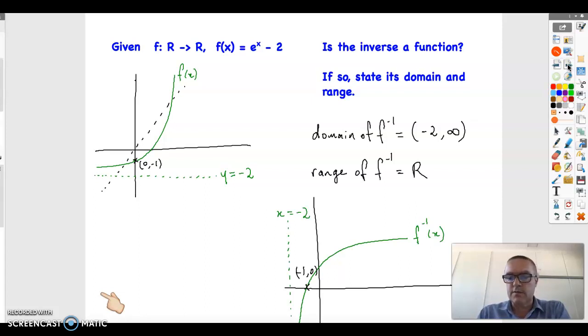Let's have a look at a sketch of the inverse just to check. You can see here I've sketched a function by reflecting that function in the line y equals x, and we've got the graph of its inverse. We can see from that graph, because of the asymptote, its domain is above -2, and the range, all the possible y values, are all the real numbers. It might also be clear that the original function is an exponential function, and the inverse is a logarithmic function.